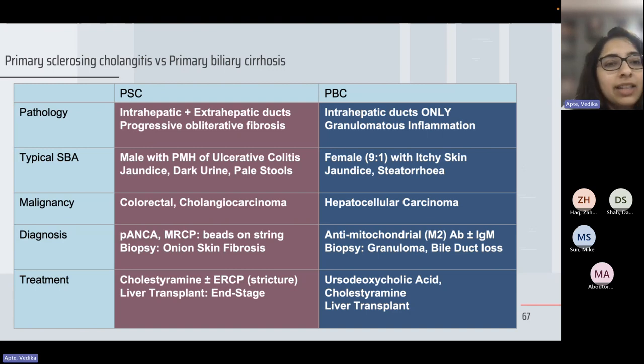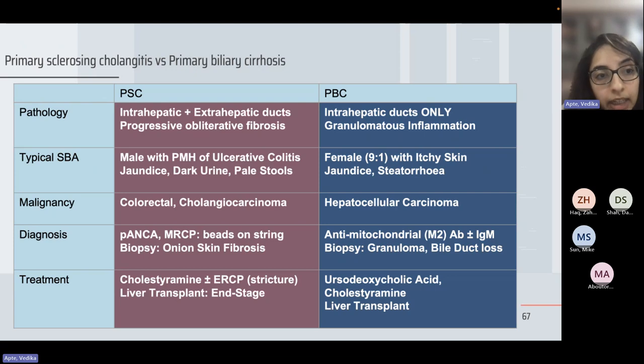Now, in terms of a typical SBA stem, for PSC, it'll most likely say something like male with a past medical history of ulcerative colitis, presents with jaundice, dark urine, and pale stools. There is a strong association between PSC and ulcerative colitis, and most people that have PSC will have ulcerative colitis as well. That's not true for the opposite, like people that have ulcerative colitis don't necessarily all have PSC, if that makes sense. But people that have PSC most likely have ulcerative colitis.